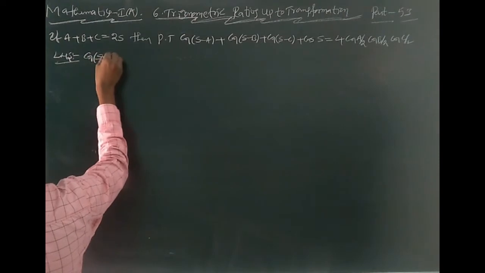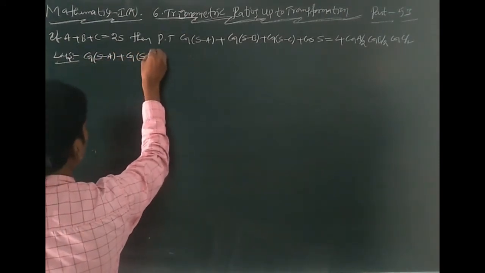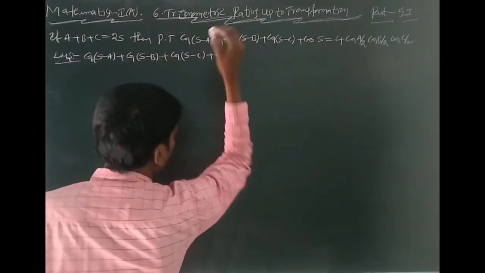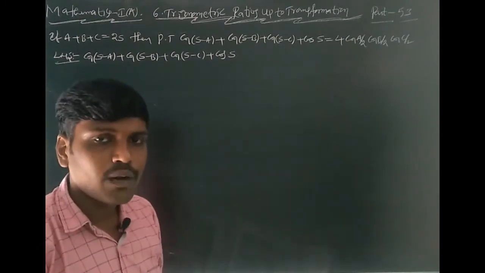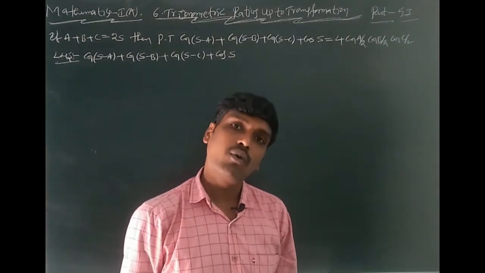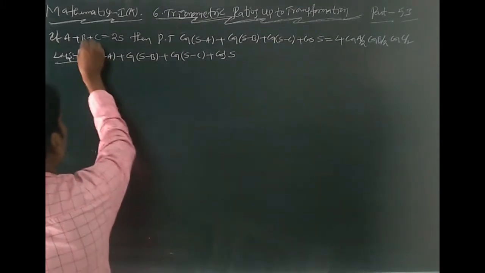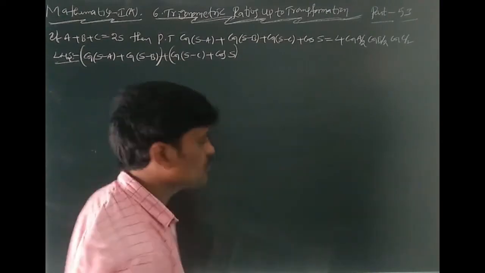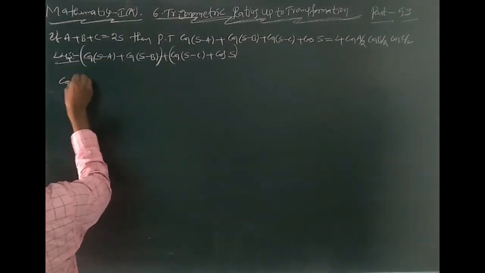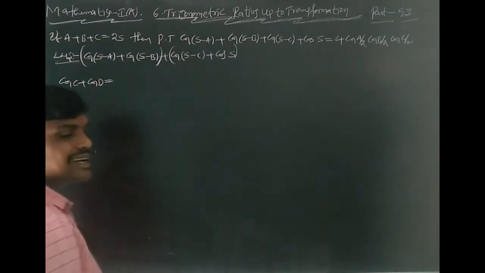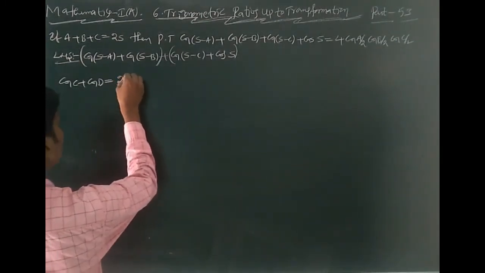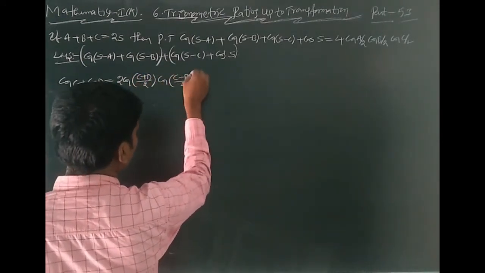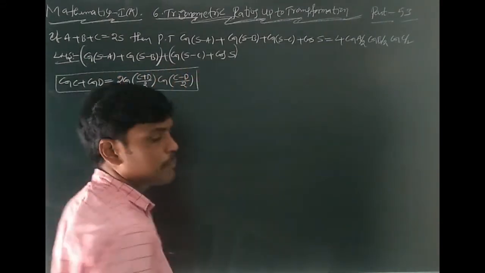The LHS part is cos of s minus a plus cos of s minus b plus cos of s minus c plus cos of s. In this LHS part, how many terms in total? Total 4 terms. The first 2 terms you can take as 1 term, and the remaining 2 terms as another term. Here we can use the cos c plus cos d formula. What is that formula? 2 cos of (c plus d) by 2 into cos of (c minus d) by 2. This is the formula for cos c plus cos d.